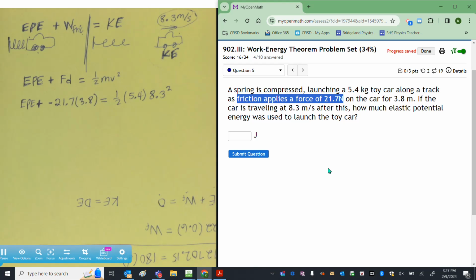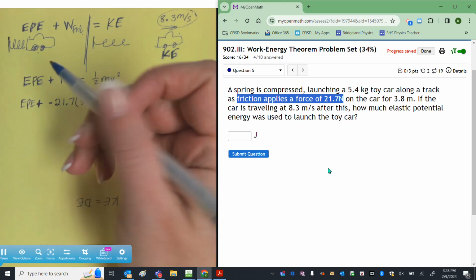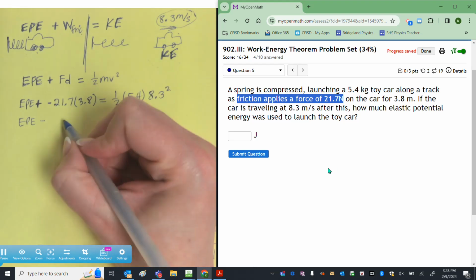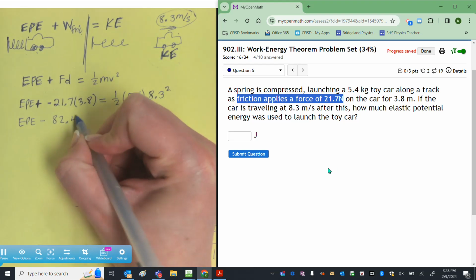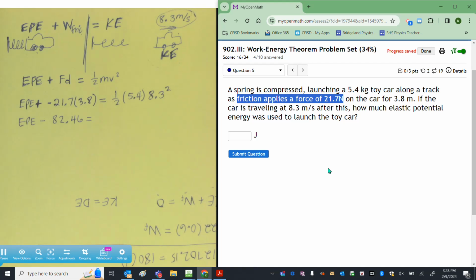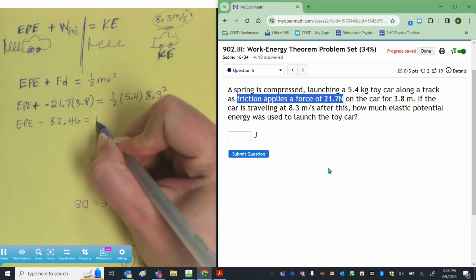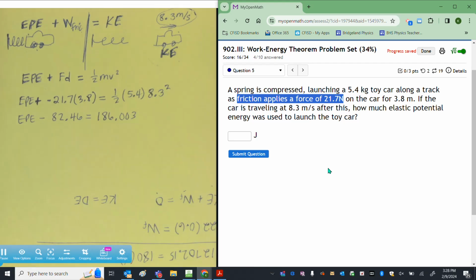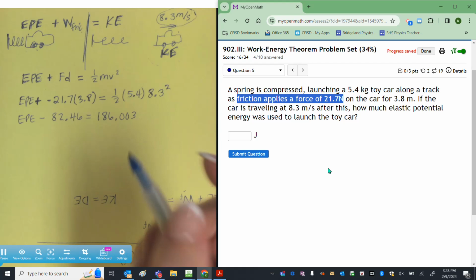So let me go ahead and multiply what I can. 21.7 times 3.8, and I get this, EPE minus 82.46 equals, and then we'll do the other side, half of 5.4 times 8.3 squared. And I get this, 186.003.